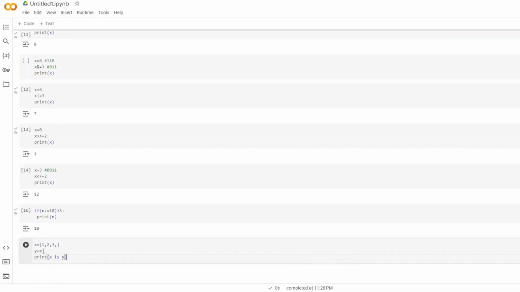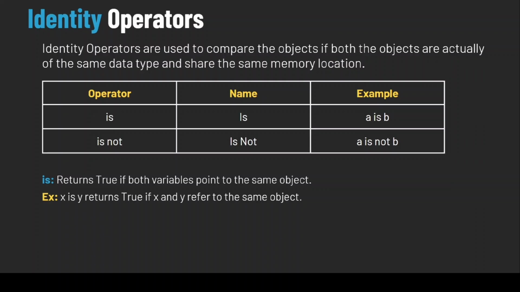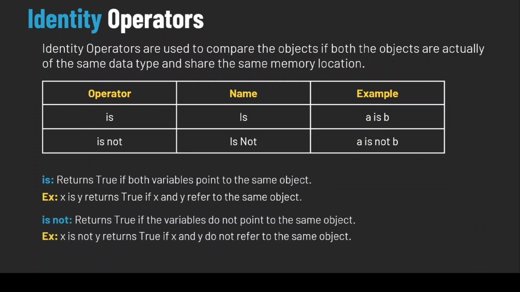For example, here both x and y are pointing to the same list in memory because we assign y is equals to x. When we check x is y, Python compares whether both variables point to the exact same memory location. Since both variables refer to the same object, the result is true. In simple terms, the is operator returns true when two variables are essentially the same entity in memory.